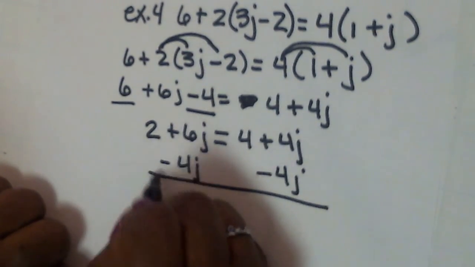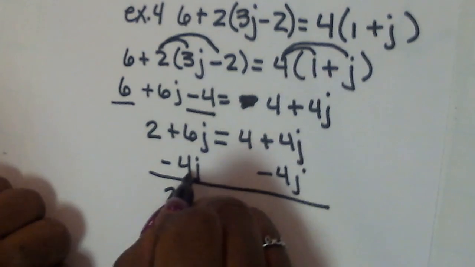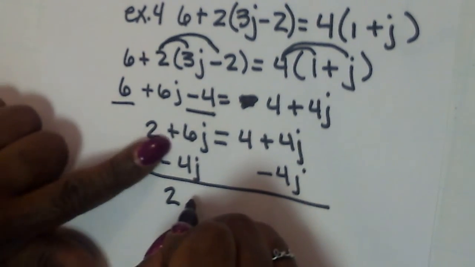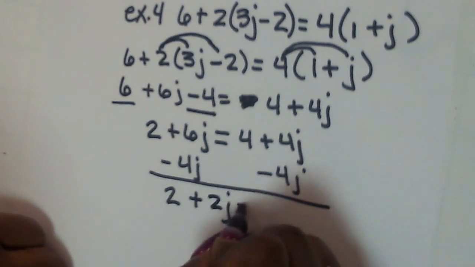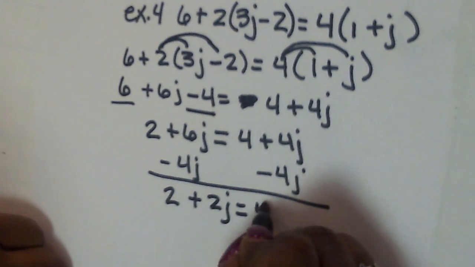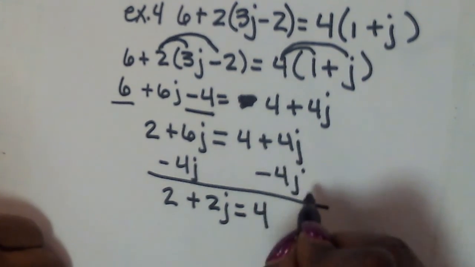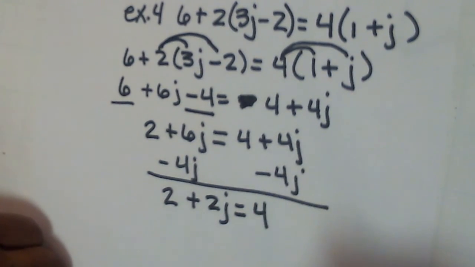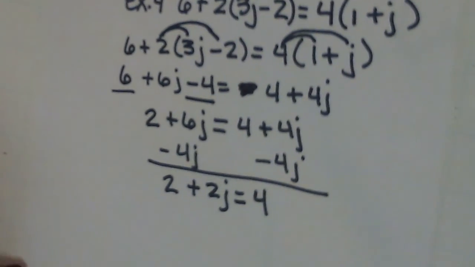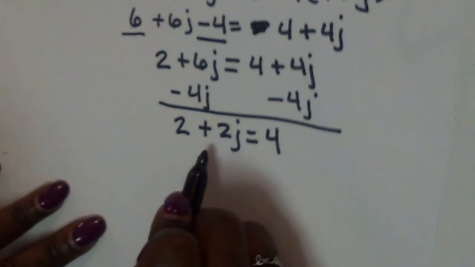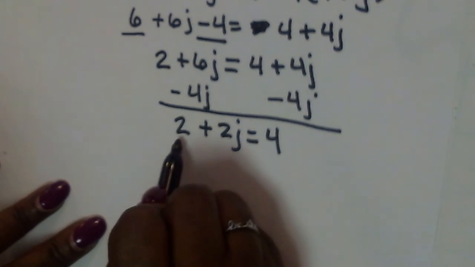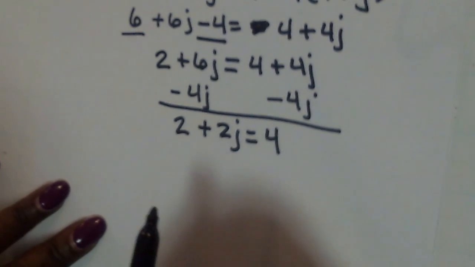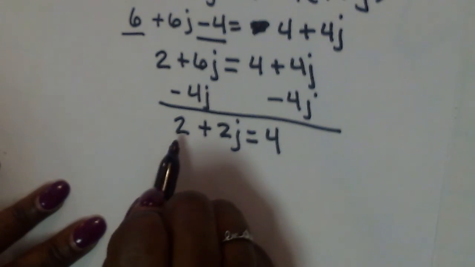I'll bring the 2 down. 6 minus 4 is 2. And the bigger number is positive, so it's going to be positive 2j equals, I'll bring my 4 down. 4j minus 4j is 0, and we don't need to write the 0. Almost done. I have it down to a 2-step equation. And so we're going to use the multiplicative inverse and the additive inverse to move this 2 and to move this 2. And as I told you, move the number without the variable first.